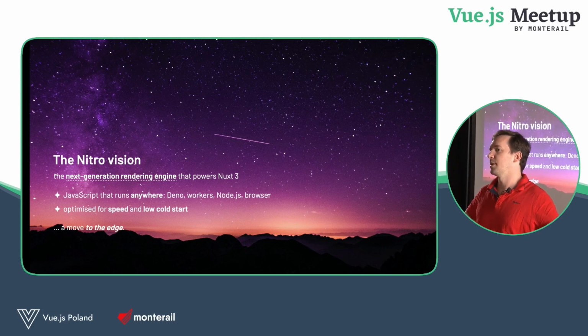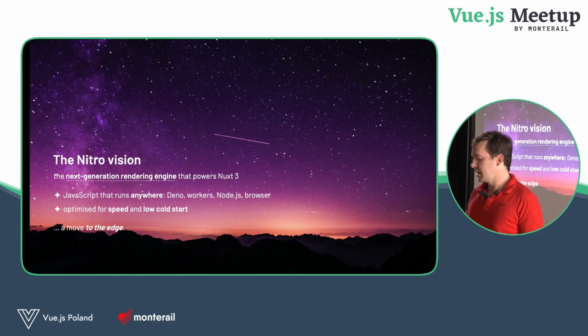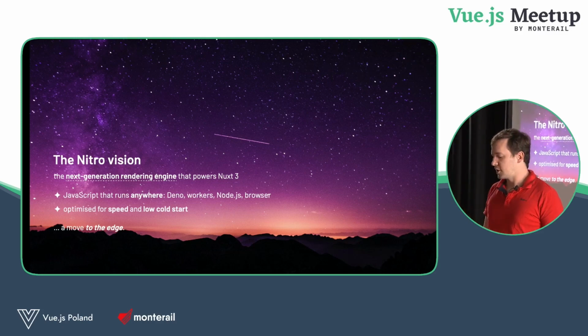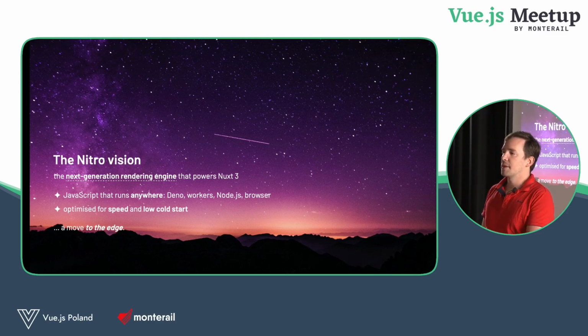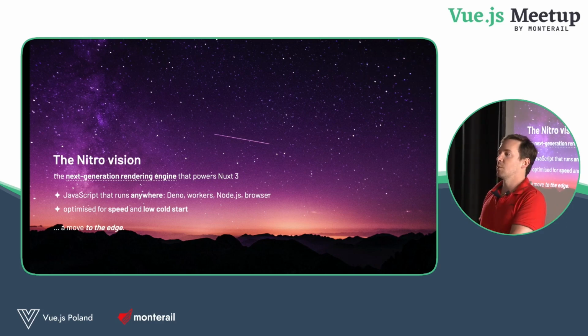The aim is this is open. We want this to be the future of where we're going with servers in building for the edge. And in particular, the Nitro vision is to be able to create something, a JavaScript server, that can run anywhere. It can run in your browser's service worker. It can run in Node. It can run in Deno. It can run on the edge. Anywhere you can think of where JavaScript can run, we want your server to be able to run.